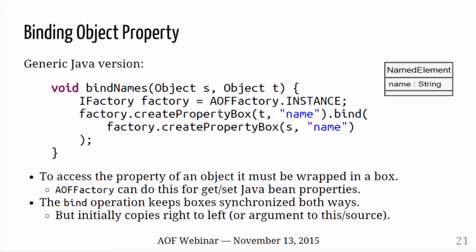Okay, it's intermittent. So in this example, you can see that this method will bind the names of two objects. It starts by creating an instance of the AOS factory. Of course, in actual code, this should probably be in an object property, which does not need to be repeated in every method.